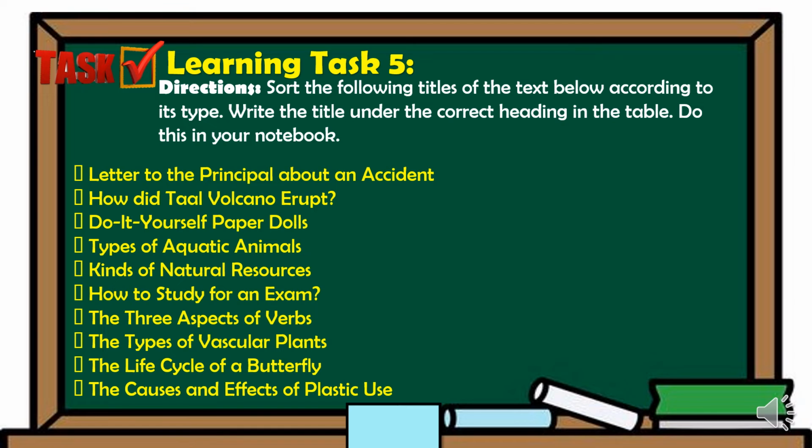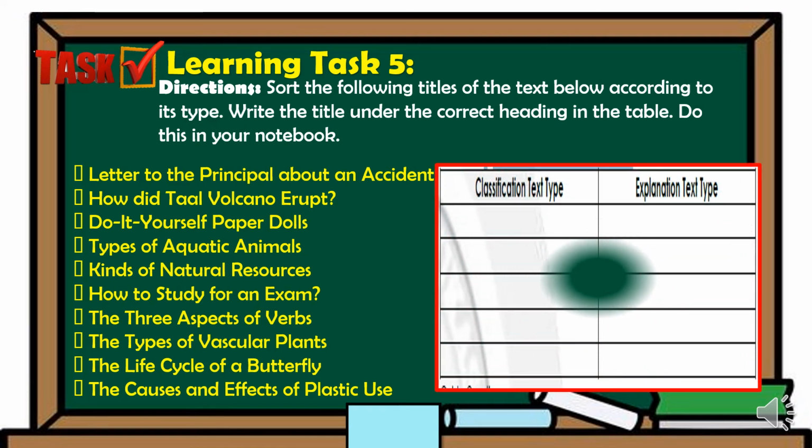The three aspects of verbs. The types of vascular plants. The life cycle of a butterfly. And the causes and effects of plastic use. So you have to write the title under the correct heading. On the first column, we have classification text type and the explanation text type.